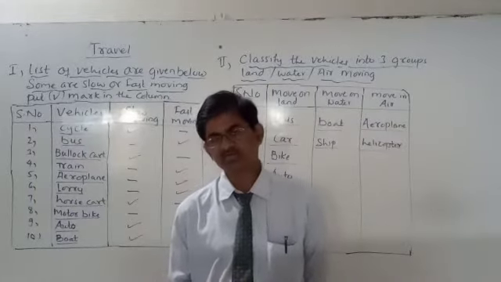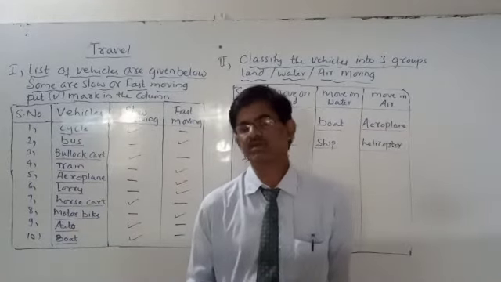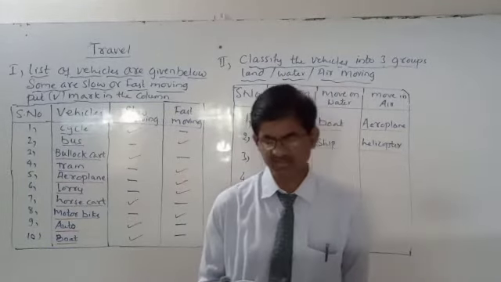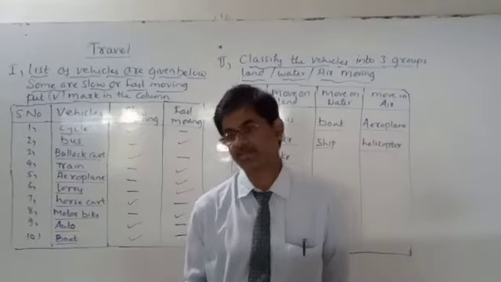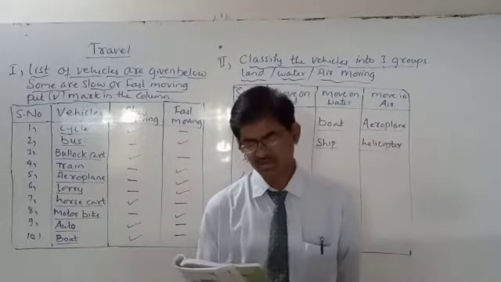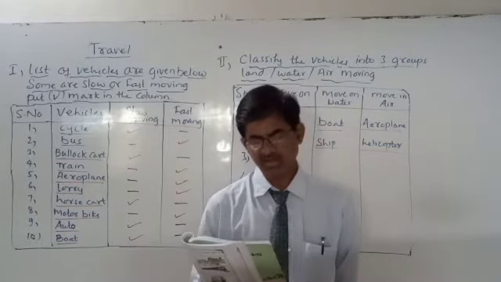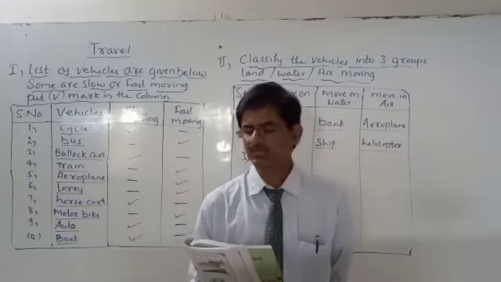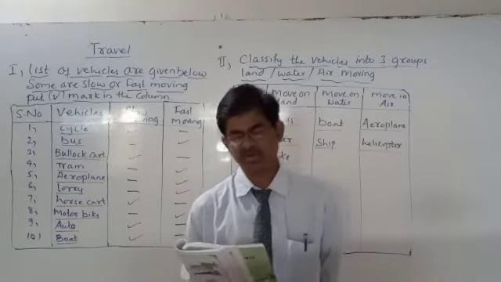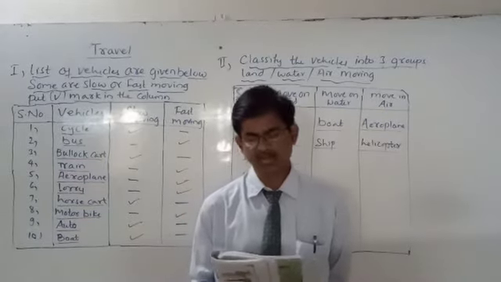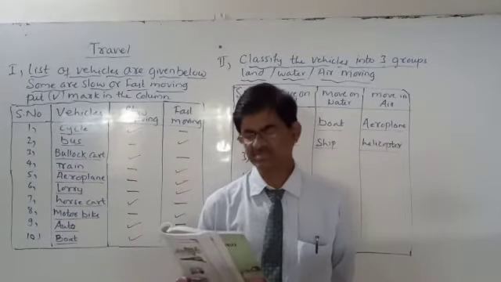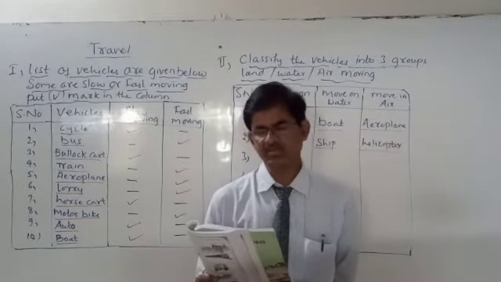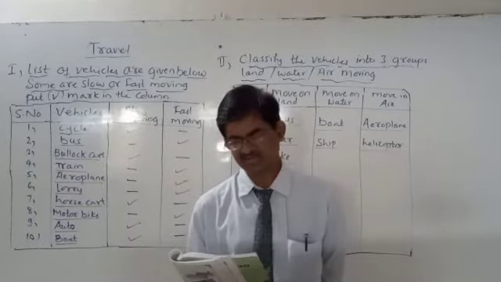See, why do we use fast moving vehicles? Suppose the places are far away, like Bangalore, Bombay, and all. At that time, we don't use bicycles or autos or any slow moving vehicles. Understood? We don't use auto or bicycle for Bombay or Bangalore. We use fast moving vehicles like bus, train, aeroplane, and all, to go to far away places.